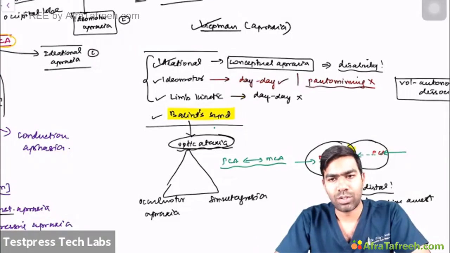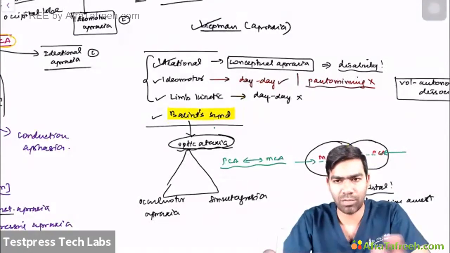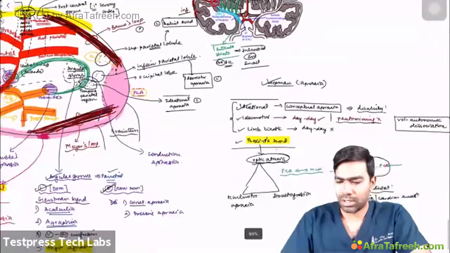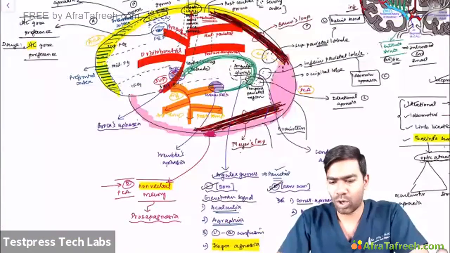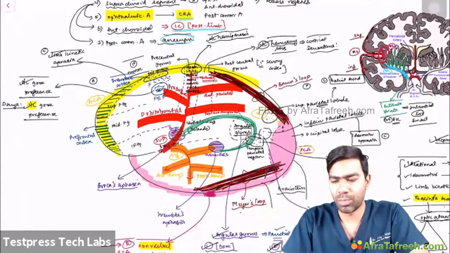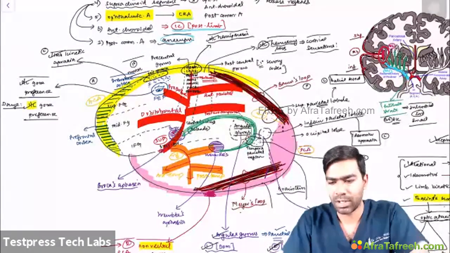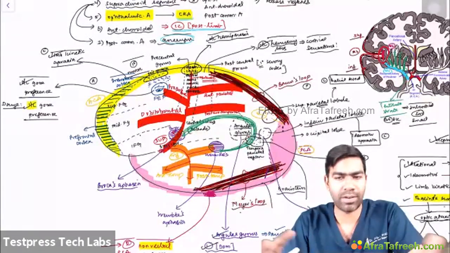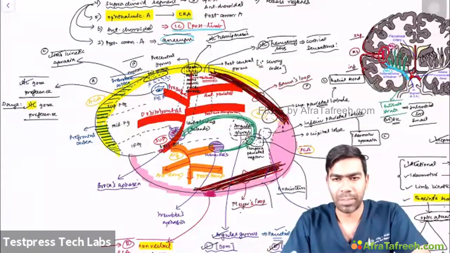Correct. So ideational, ideomotor, limb kinetic, gait, constructional, then what else? We have discussed so many types of apraxia already. This must be enough for your exams. So we have discussed a whole lot of things. This one particular diagram which I've shown must be more than enough to answer so many questions in the exam, because this is a very high-yield diagram which covers a lot of questions in anatomy, physiology, as well as medicine.